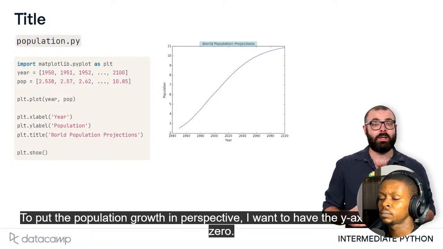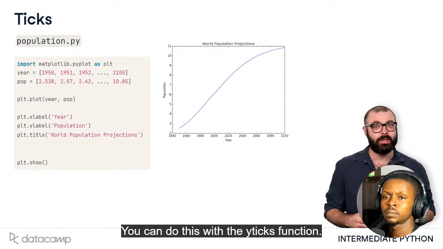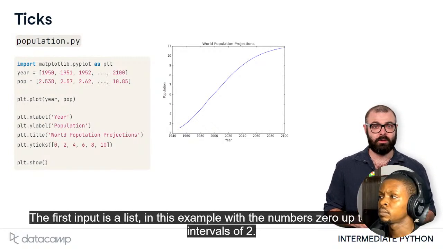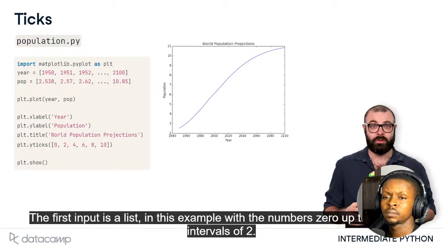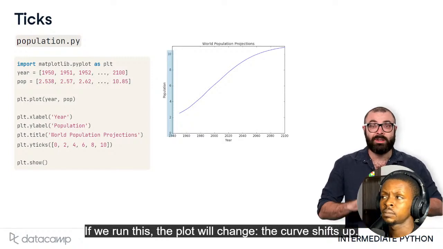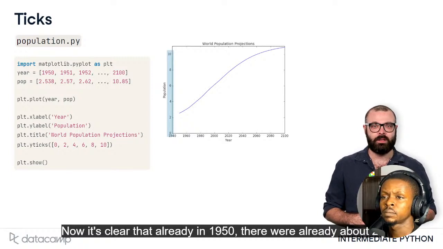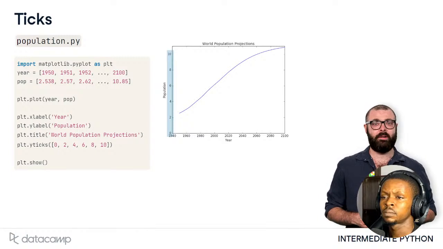To put the population growth in perspective, I want to have the y-axis start from 0. You can do this with the yticks function. The first input is a list, in this example with the numbers 0 up to 10 with intervals of 2. If we run this, the plot will change. The curve shifts up. Now it's clear that already in 1950, there were about 2.5 billion people on this planet.